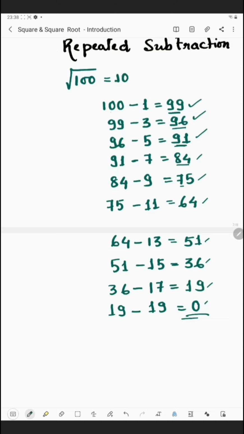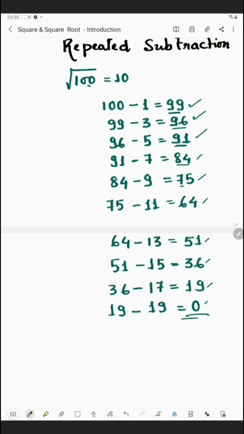So in this method, what will you do? You will have to start from the number which is given, and take all odd numbers to subtract. We will have to start with 1, and start doing subtraction. We will have to continue doing subtraction till we get 0. And after getting 0, we will just count the number of steps to get the square root of that particular number.